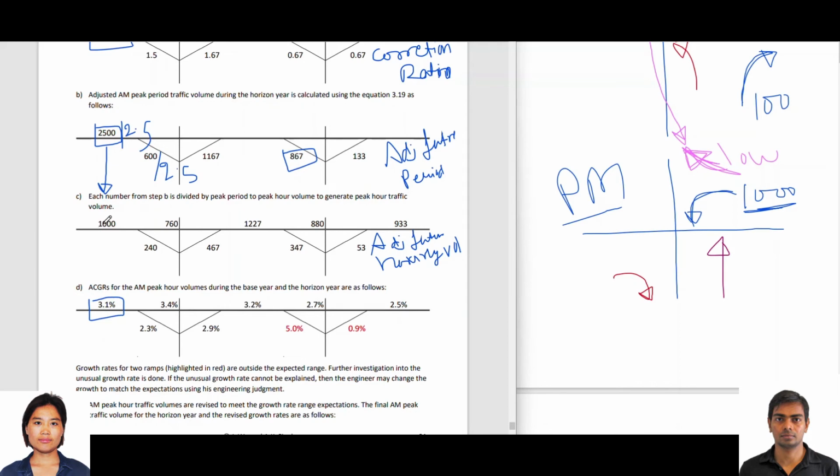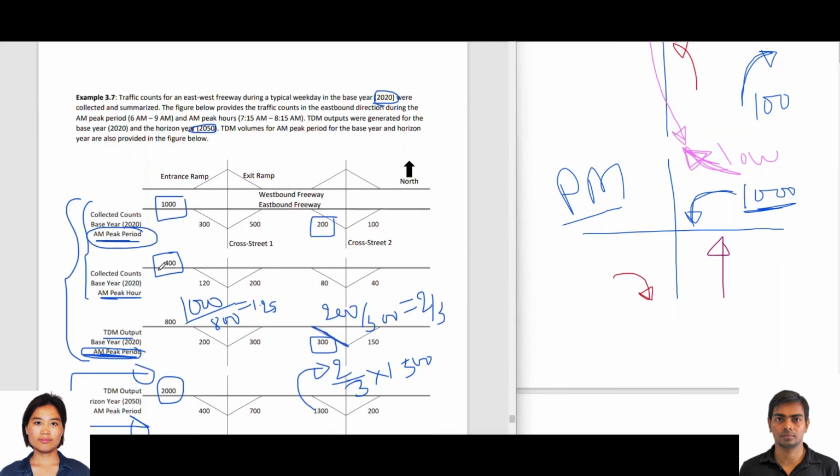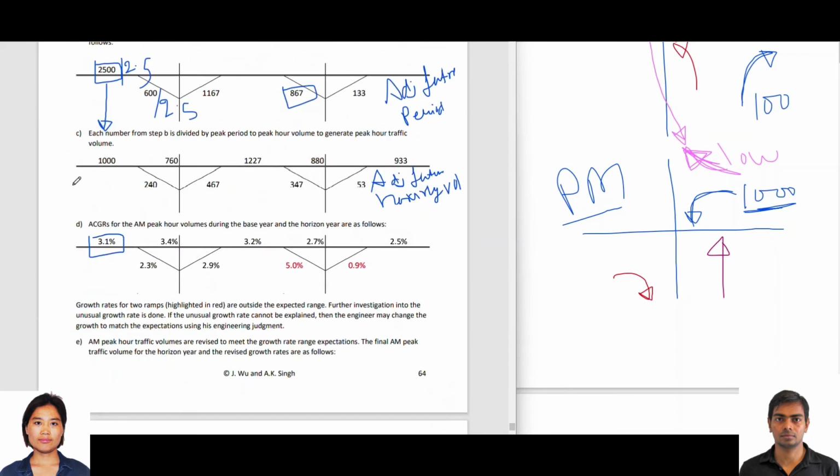So the way to calculate growth rate is, let's say the existing base year is 2020 and the future is 2050. So we have 30 years in between. In existing, the count is 400 vehicles, which has gone up to 1000 vehicles. So in existing, this number is 400 in 2020, and in future in 2050, this number is 1000.